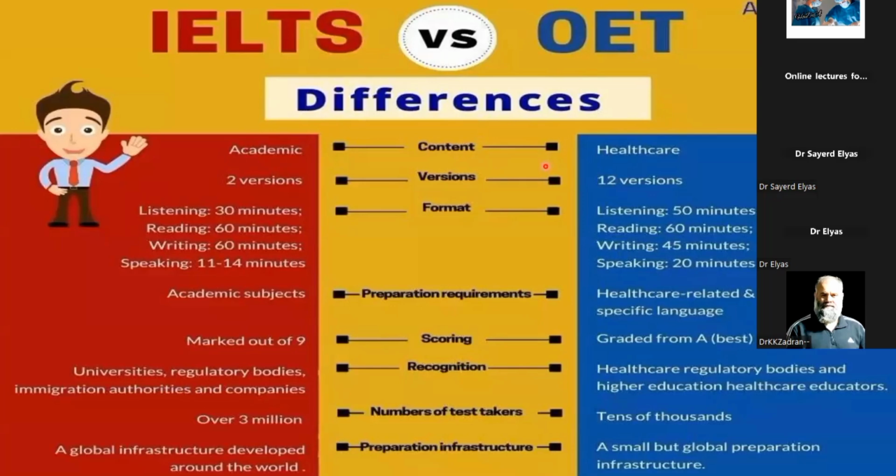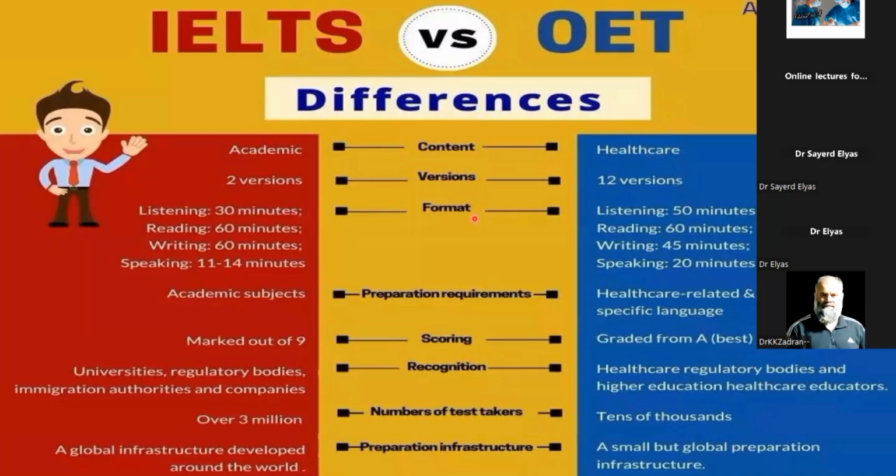Okay. The difference is IELTS are of 2 types. One is IELTS academic, the other IELTS UKVI. IELTS UKVI is for the visa requirement. The OET is only for healthcare professionals. It has 12 versions. Rest of the subtests are the same. Might be a little bit of timing difference, but the subtests are usually the same. And IELTS are usually conducted through academic subjects. OET is usually conducted in healthcare related subjects.